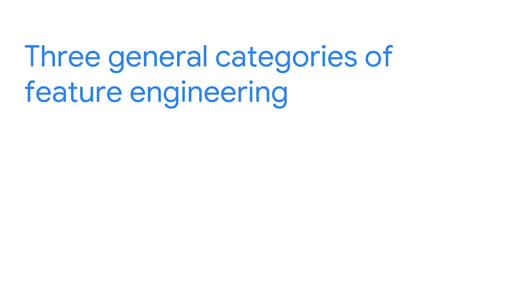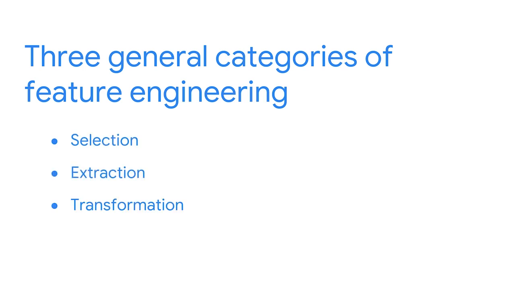Without a strategically aligned business and technical plan, the analyze stage and feature engineering process would be like trying to build a skyscraper without having blueprints. The three general categories of feature engineering are feature selection, extraction, and transformation. Let's learn more about those categories. We'll start with the feature selection.